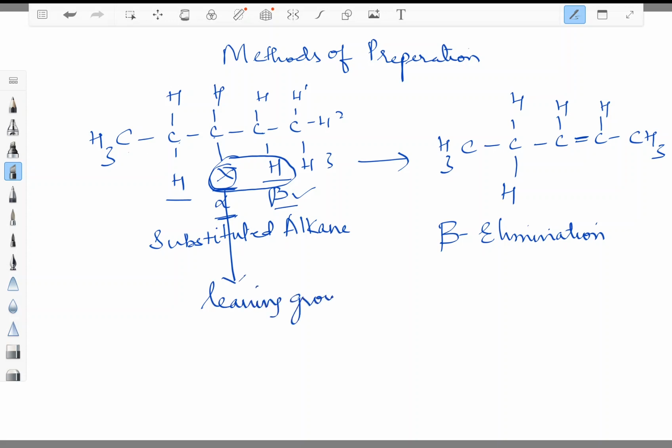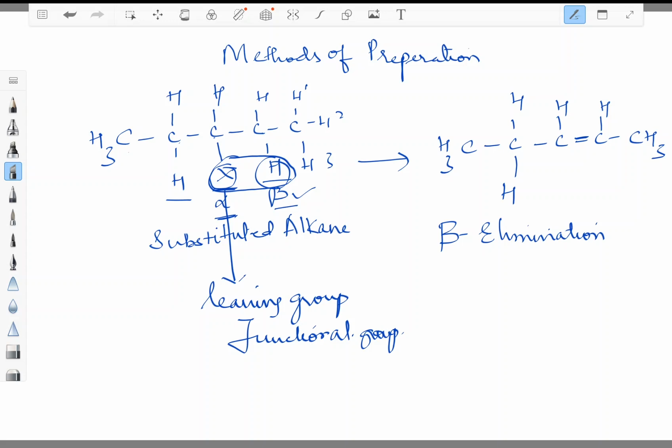or functional group, and hydrogen atom are present or placed at neighboring to the carbon atoms. So this leaving group and hydrogen atom which are present to the neighboring carbon atoms is removed, so that we get an alkene. This is the method for the preparation of alkene. This is general method of preparation of an alkene.